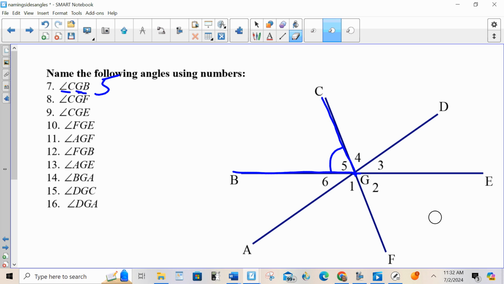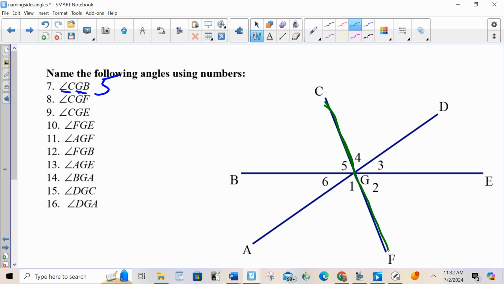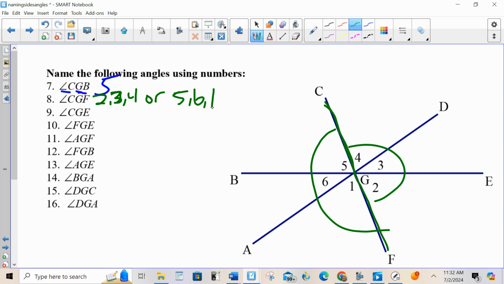CGF. Here's G. It's going to C. It's going to F. Now, there's actually two ways of looking at this. You can look at it this way, or you can look at it this way. So you can either say 2, 3, 4, or you could also say 5, 6, 1. This is not like a Regents question. This is just to develop your skills of identifying and being able to name angles.